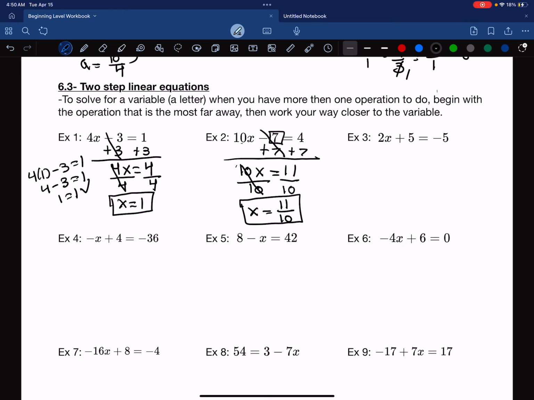And then looking at example 3, we have 2x plus 5 equals negative 5. So to get x on its own, we're going to subtract 5 to get those 5's to go away first. So these 5's cancel, and we're left with 2x equals negative 5 minus 5, which is negative 10. And then to get x on its own here, we're going to divide by 2 because it's being multiplied. So you get x equals negative 10 divided by 2, which is negative 5.